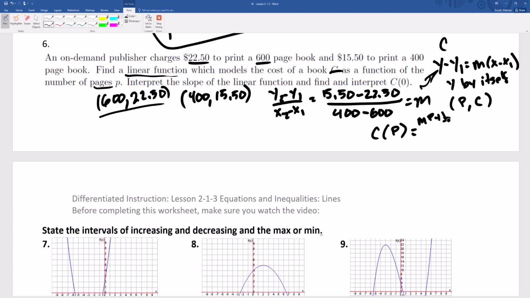And this says find and interpret C of 0. Well, this is just the startup cost, right? This is probably the cost, not per extra page, but it could be the cost of the binding on the book, the cost to put the book together, the cover and the back, things like that.